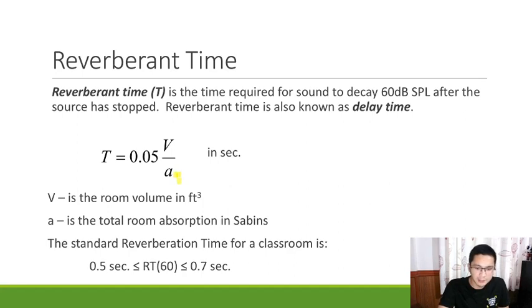The standard reverberation time for a classroom is 0.5 seconds to 0.7 seconds. Meaning, if you go beyond this range, especially beyond 0.7 seconds, the reverberation stays too long. Your surfaces are too reflective, it keeps echoing, and the sound is no longer good. If it is less than 0.5, sometimes we still want a certain level of echo to improve the quality of the voice. That is why 0.5 to 0.7 seconds is the standard reverberation time.